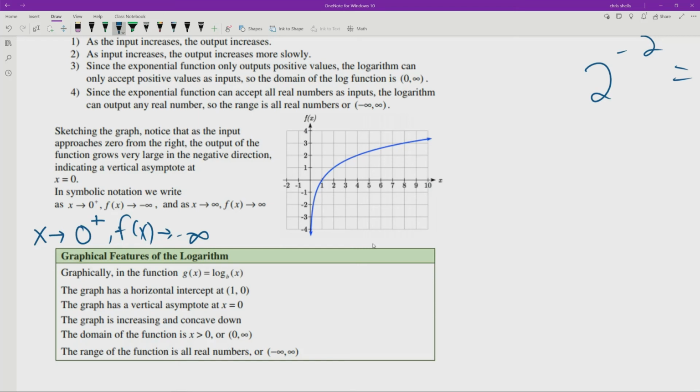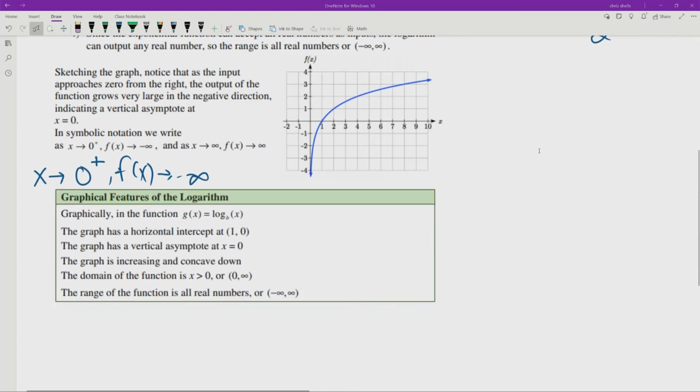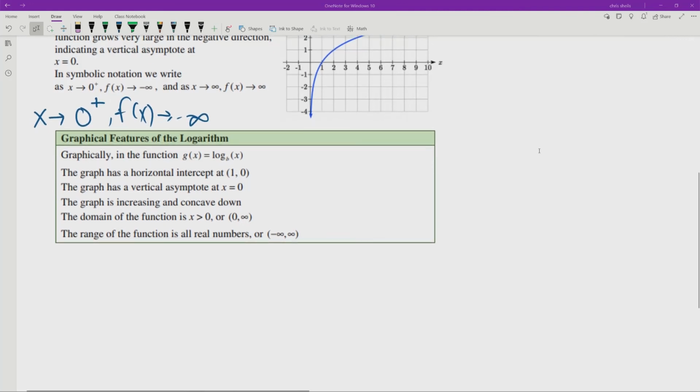And as x approaches positive infinity, f of x approaches positive infinity. That's the second part. I think we could probably read that, but of course, it's difficult for me to tell until I actually upload this. And so we have a few features of the logarithms here in this table.